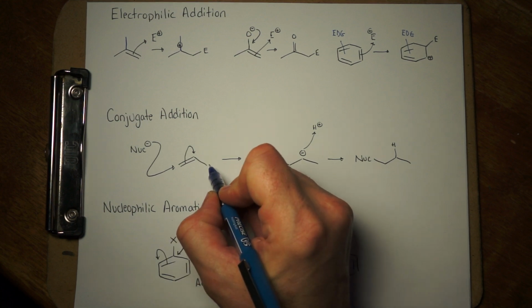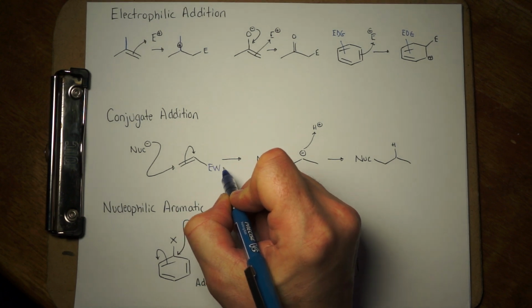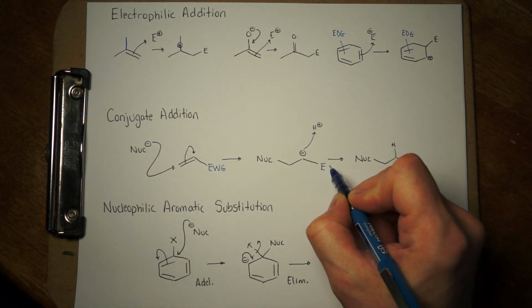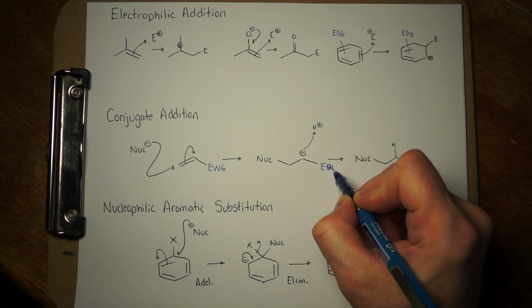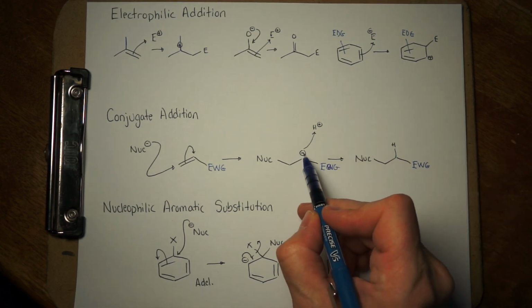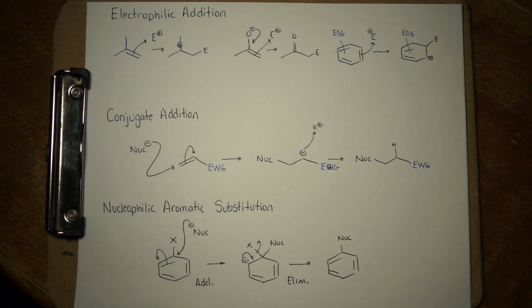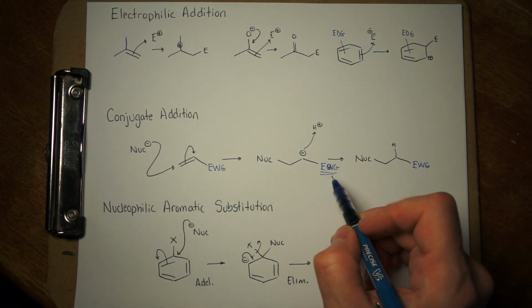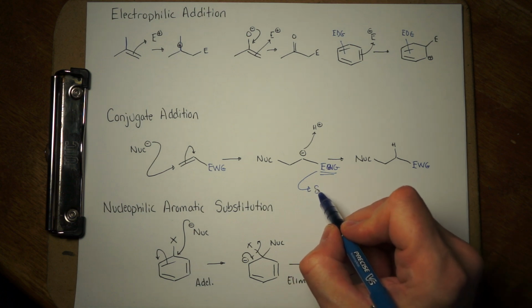So you can imagine if we put an electron withdrawing group on here, right, now we have an anion next to an electron withdrawing group. Well, this electron withdrawing group is going to stabilize the anion.